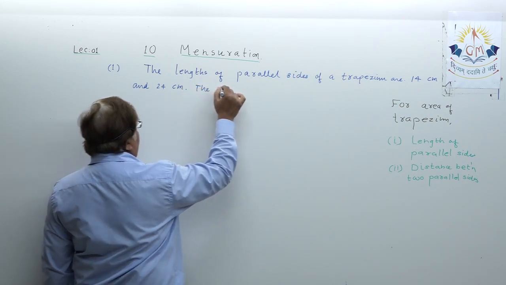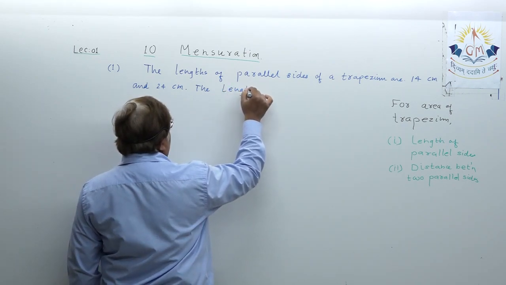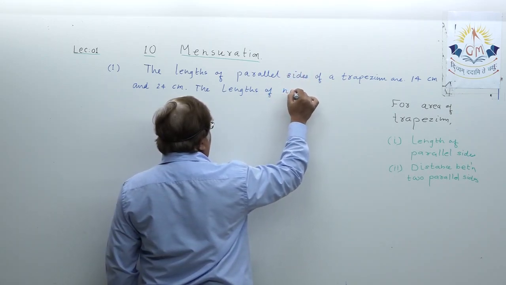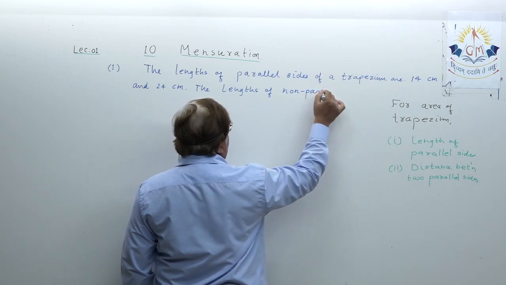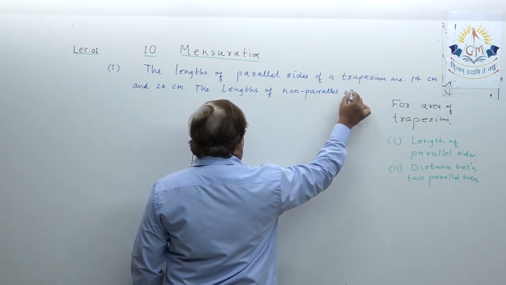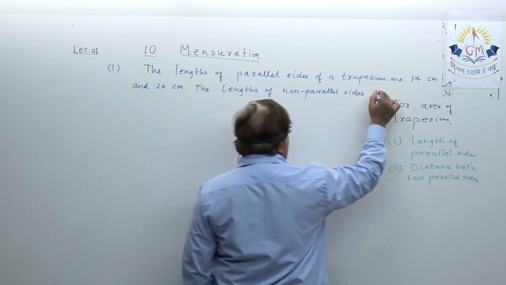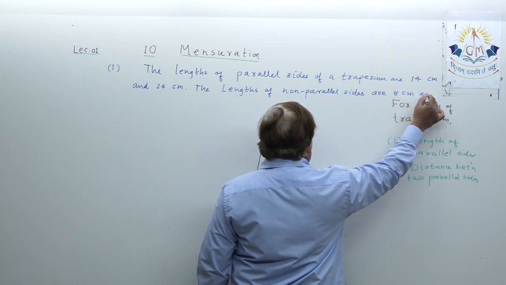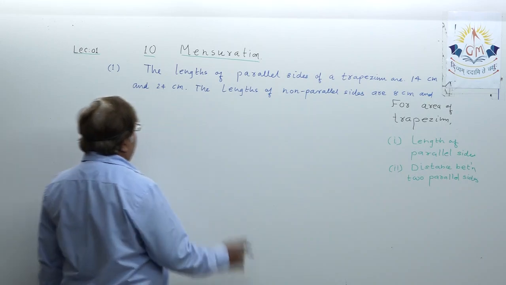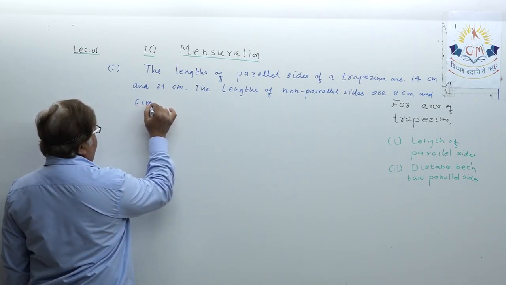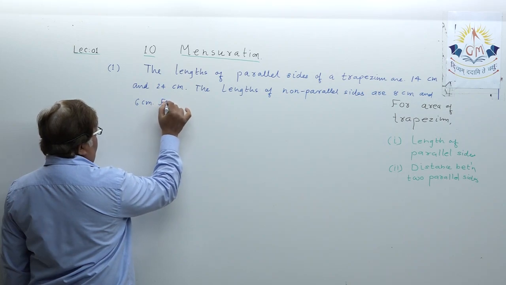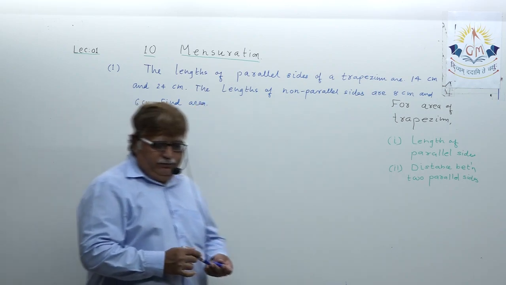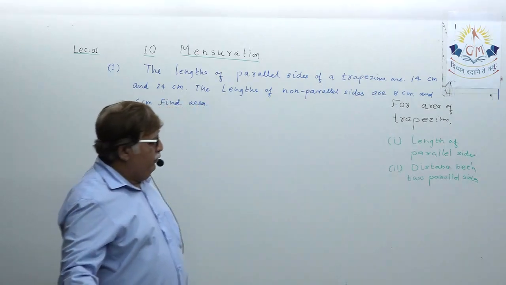The length of non-parallel sides are 8 centimeter and please note down 6 centimeter. Find area. Okay, please first note down the question and then we'll solve it here.